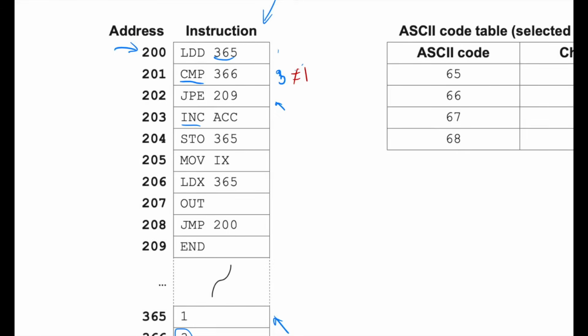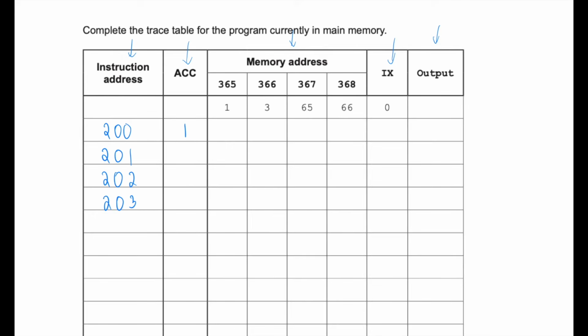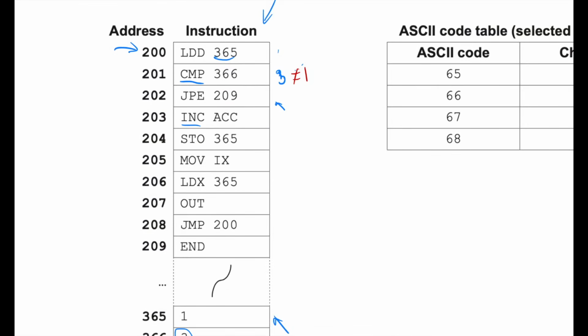So here we want to add 1 to whatever is in the accumulator. And we know we have 1 in the accumulator, so that means here we're just going to write 2. Now next we have 204. So right here we have STO 365.